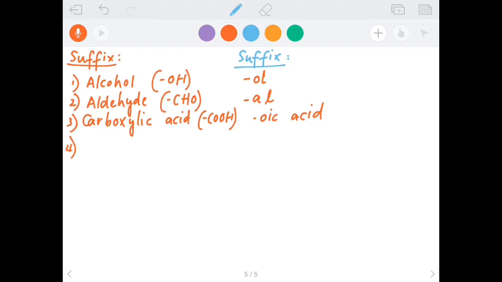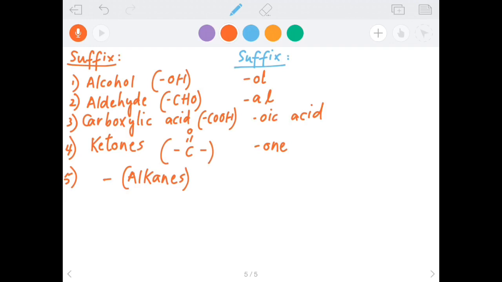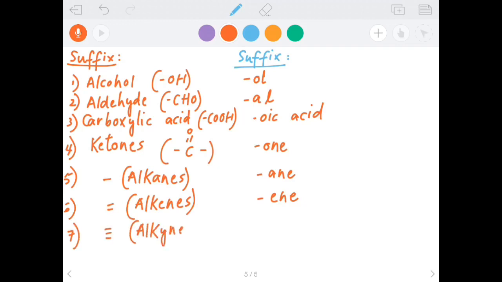The fourth one is the ketone group, represented by a C with a double bond O, represented as one. You of course have the usual ones too. You have a single bond which comes under the alkane family, and the suffix you are going to use for this is ane. Similarly, you also have a double bond for alkenes, represented as ene. And the last one is for the triple bond, which is for alkynes, represented as yne.